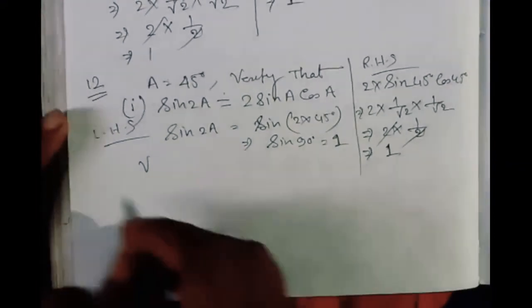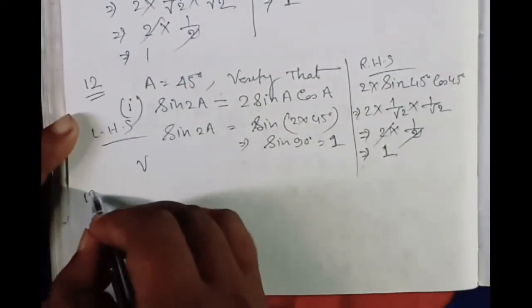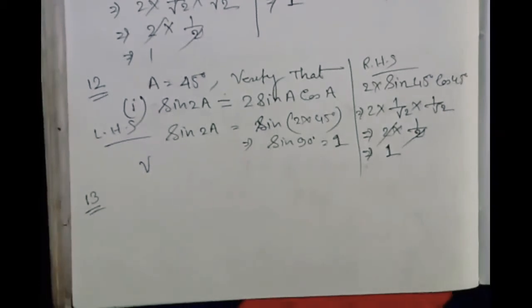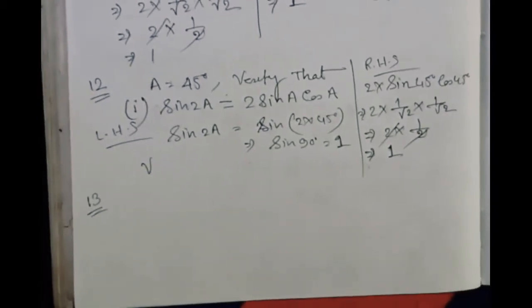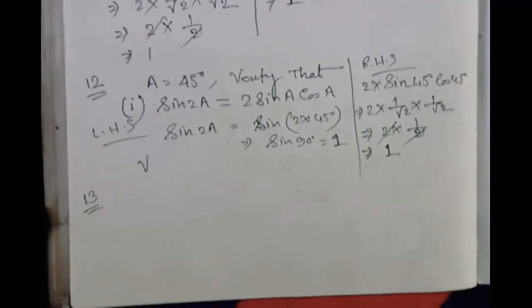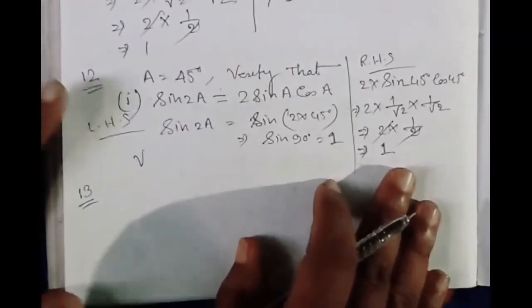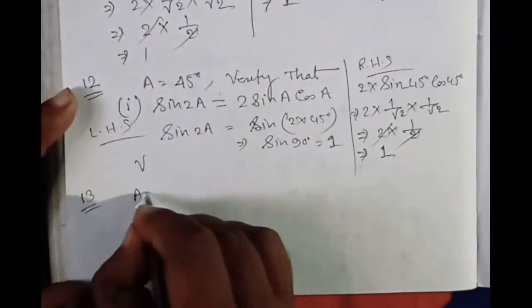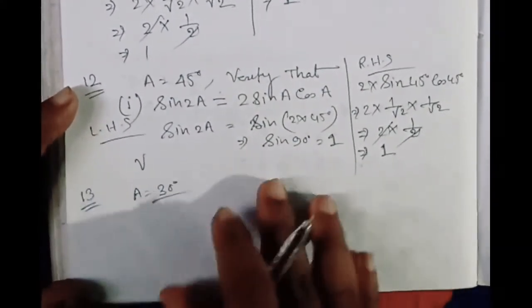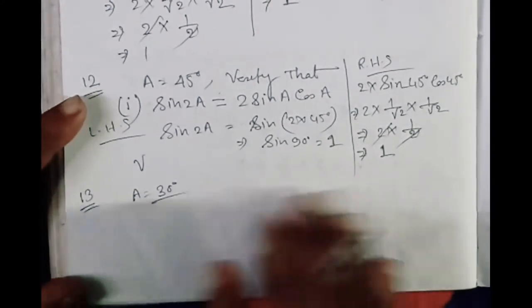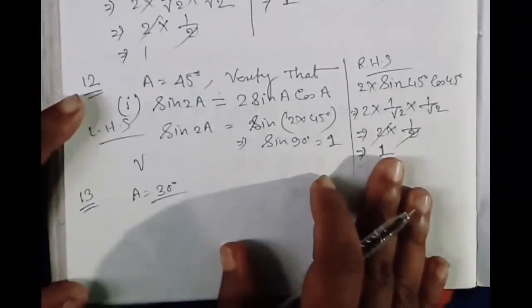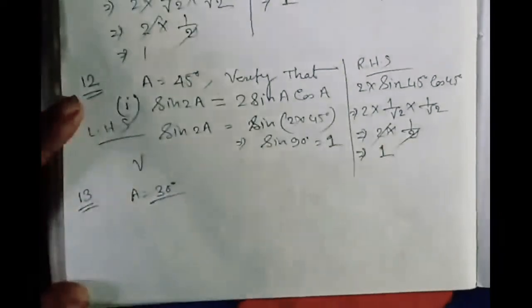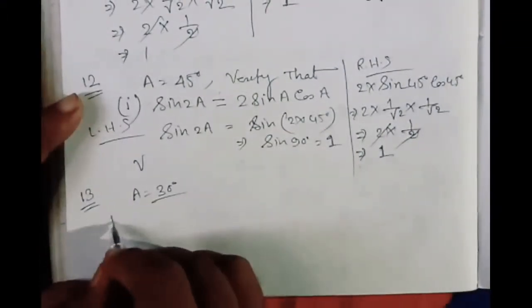Next, the second question is given. So, viewers, you try it yourself, definitely you will be able to solve it. Next, come to question number 13. A is equal to 30 degrees. We have to verify three formulas here. So, one formula I am verifying.